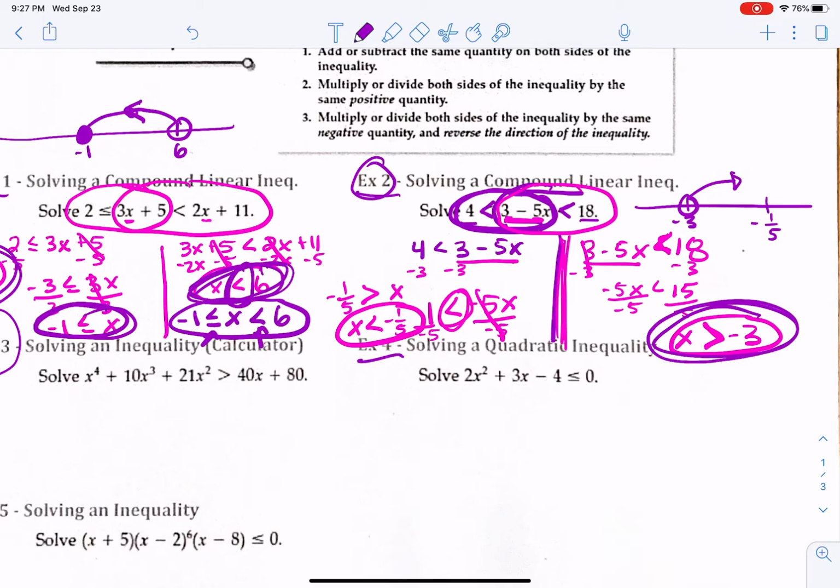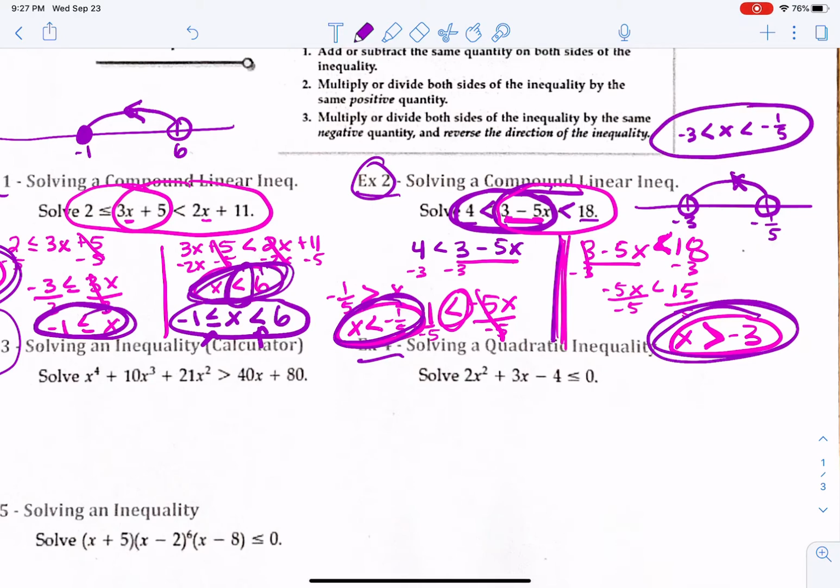X is greater than negative 3, open circle. X is less than negative 1/5, so open circle again, and we go this direction. So I could still write that as a compound inequality. I would start with negative 3 on the left, less than x, which is less than negative 1/5. And that's how I could write it like that.